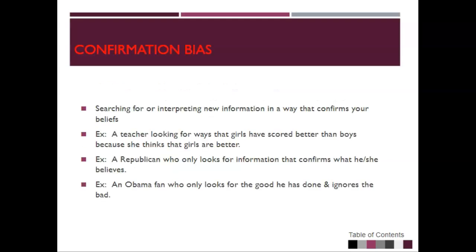A confirmation bias is our tendency to only look for information that confirms our point of view. So for example, a person who might be a Republican who only chooses to listen to a news station that tends to be more conservative because it'll support their point of view, an Obama fan or a Democrat who only looks for the good that former president has done and ignores the bad. And if a teacher believes that girls score better than boys, she might just look at the girls who scored higher.